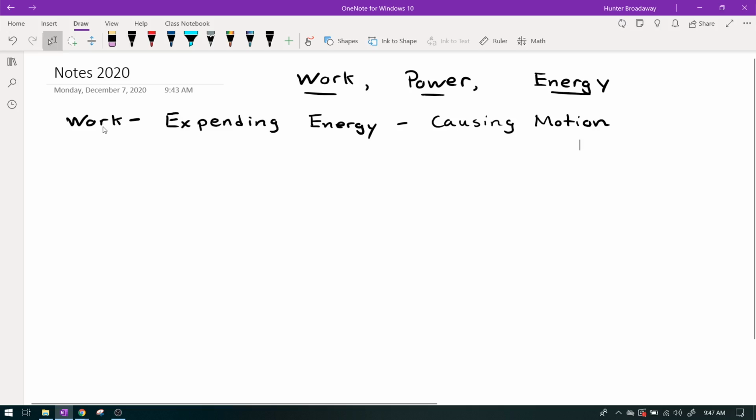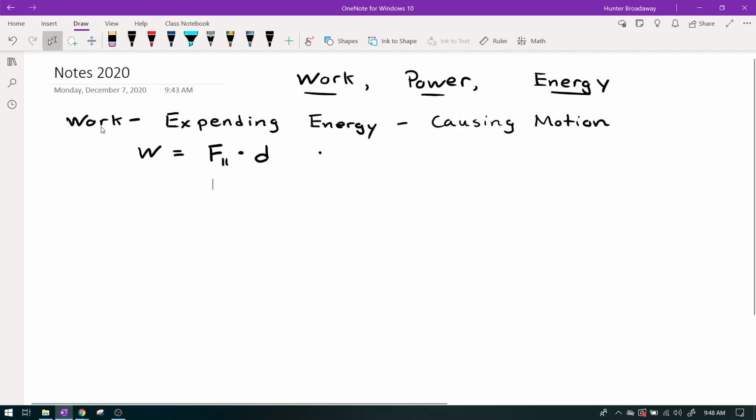The mathematical definition of work is a force multiplied by a certain distance that you travel. One other thing we need to add is that the force and the distance need to be parallel to each other. I'm going to make a little parallel symbol right there, because if the force and distance aren't in the same line, no work is going to get done on that object because it's not going to move.